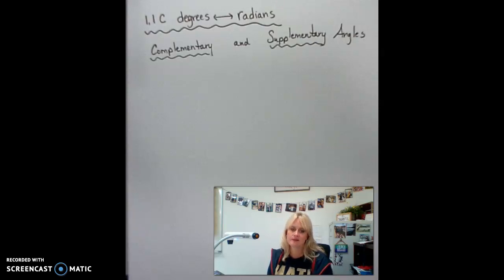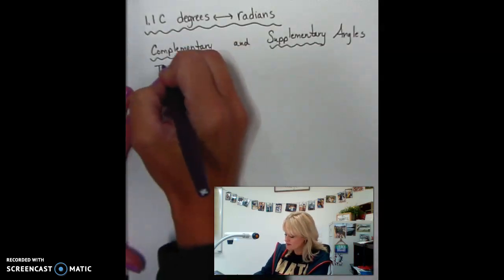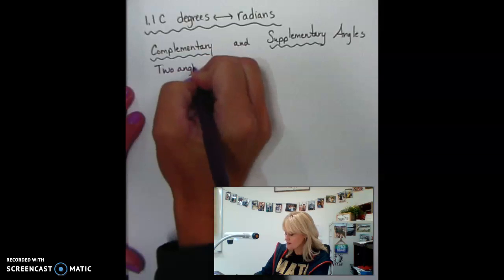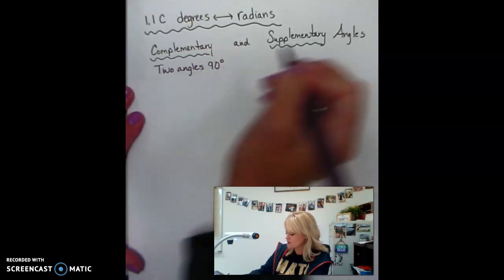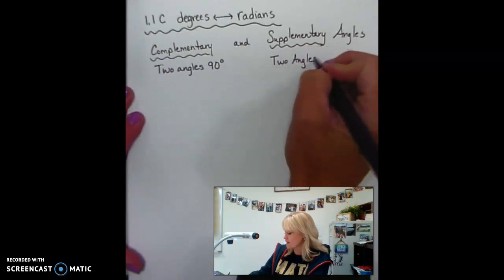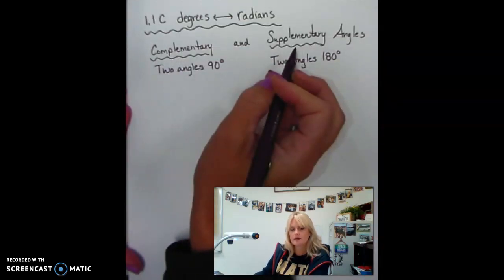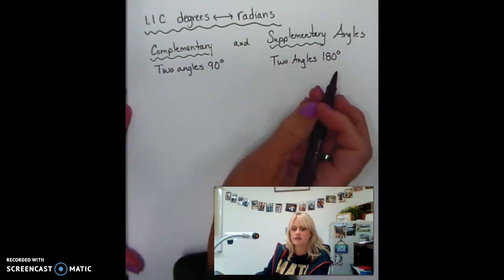Guys, 1.1c. Today we're going to talk about both degrees and radians. So I want you to think about the terms complementary angles and supplementary angles. You've heard those before in geometry. If you remember correctly, complementary angles are two angles that add up to 90 degrees, and supplementary are two angles that add up to 180 degrees. The way I remember that also is C comes before S alphabetically, 90 comes before 180.